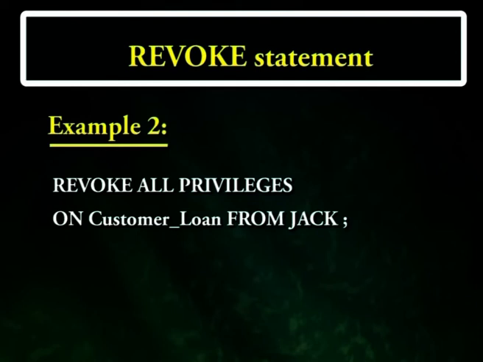The next example is revoke all privileges on customer_loan from Jack. Now, in this example we are revoking all the privileges from Jack on the customer_loan table. By these privileges, the user Jack was able to retrieve, update, delete or insert the data in the customer_loan table, and now it has been taken back.